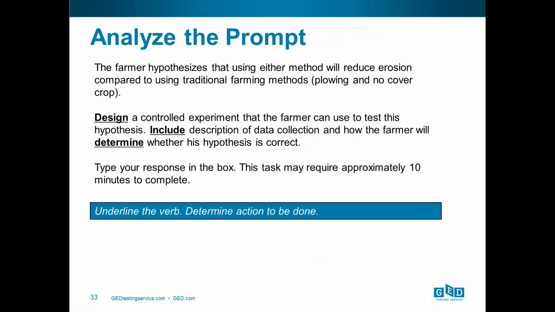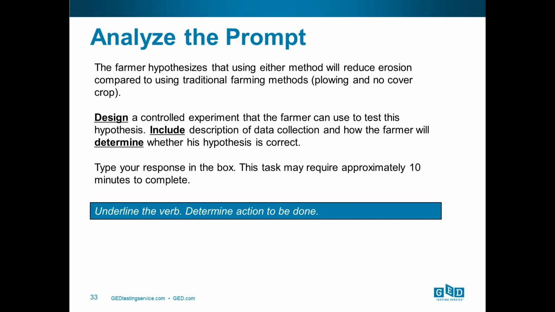And this particular one talked about a farmer, and his hypothesis was that using either method will reduce soil erosion compared to using traditional farming methods, plowing and no cover crop. And so what we needed to do was to design a controlled experiment that the farmer can use to test his hypothesis. Include a description of data collection and how the farmer will determine whether his hypothesis is correct.